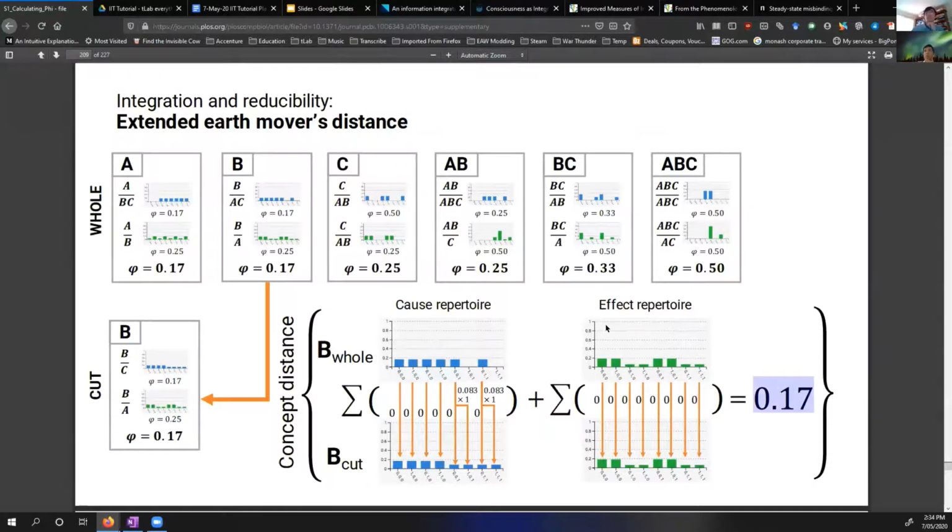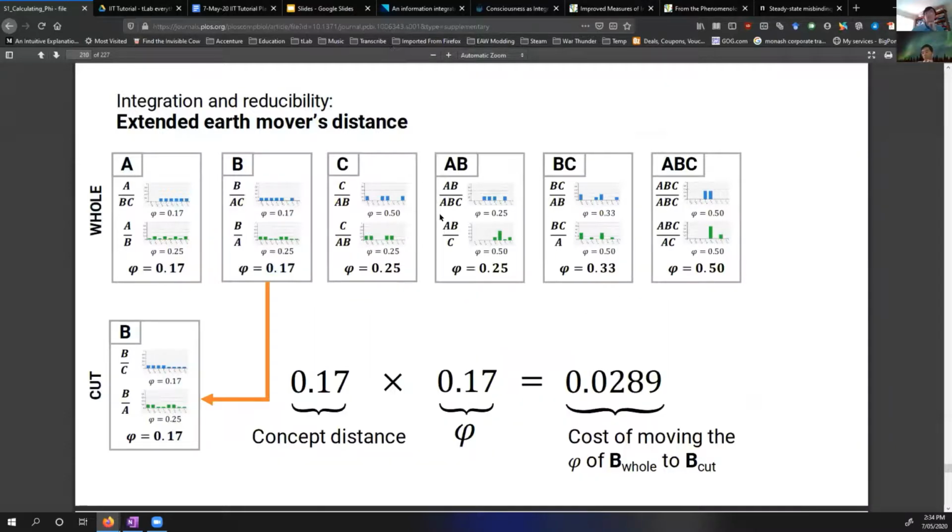And what we're concerned with is that what we're moving is the degree to which this mechanism exists. So we want to weight this distance here, 0.17, by the degree to which they already exist in the system, which is 0.17 again. So this is the conceptual distance: the Earth mover's distance between the probability distributions, weighted by the degree to which the concept already exists in the system. And that gives a distance of this. So this is the cost of moving from this concept to this concept after making the system level disconnection.